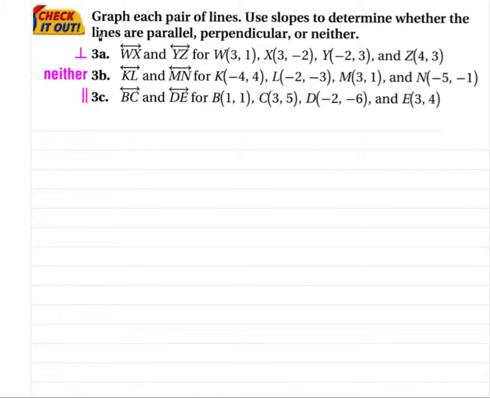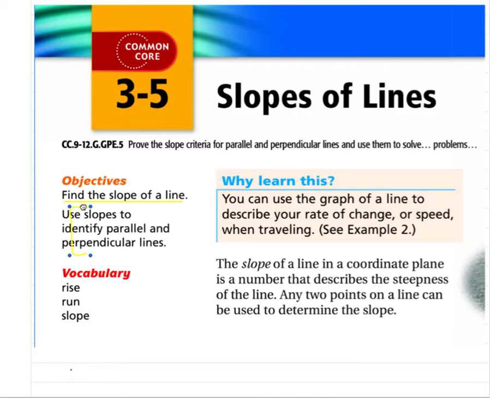Alright, the solutions. Number 3A is perpendicular. The slopes end up being opposite reciprocals of each other. 3B is neither. They just simply intersect. And 3C, they are parallel. Alright, those are the 3 things for the day. Hopefully you learned how to find the slope of a line, and hopefully you can use the slope to identify whether or not lines are parallel or perpendicular.